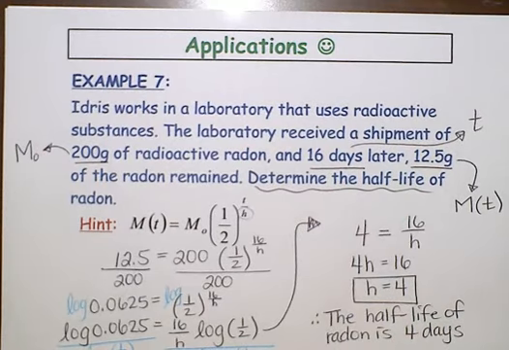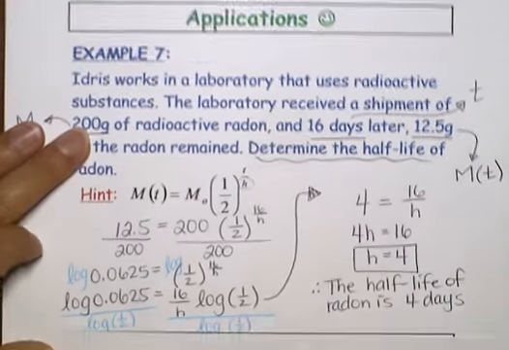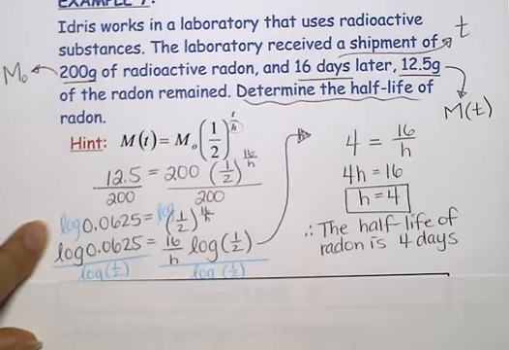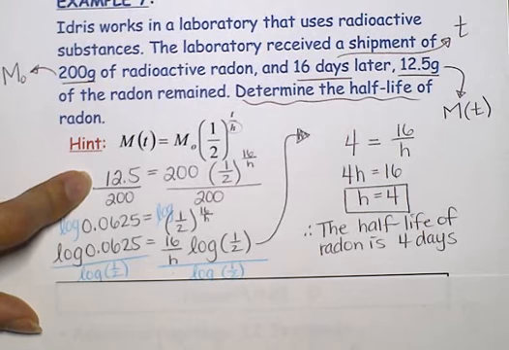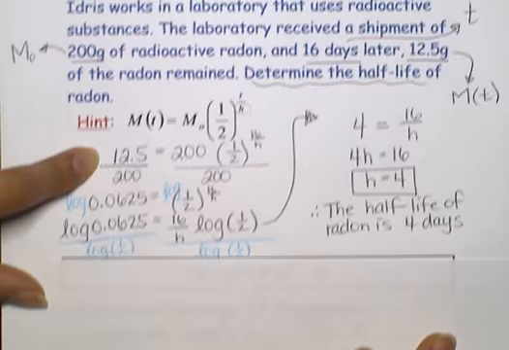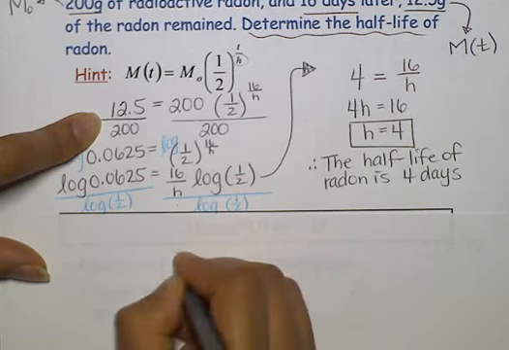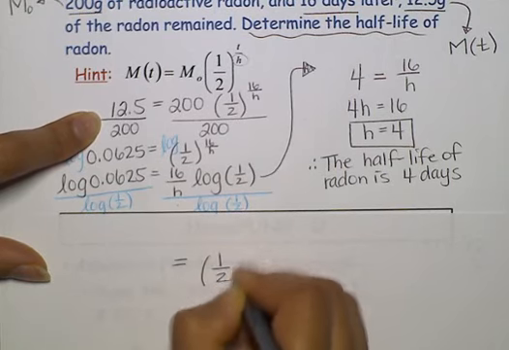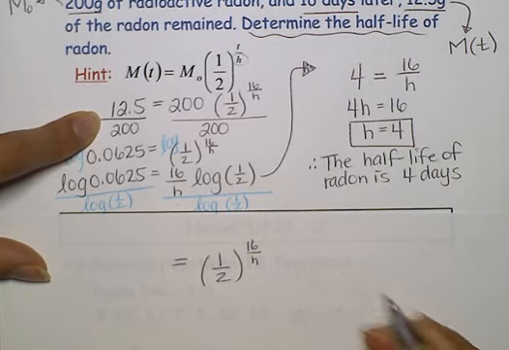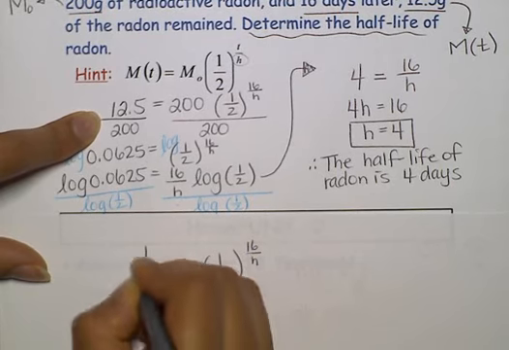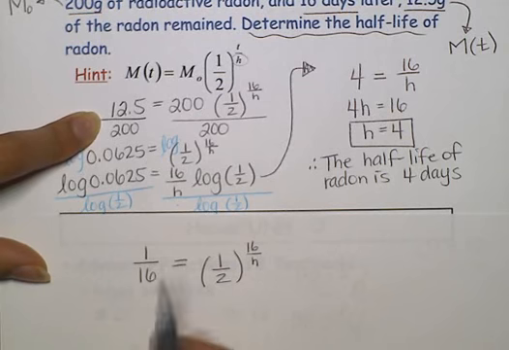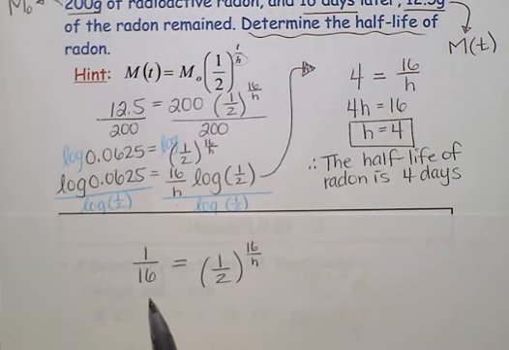Now, if I look back at the problem, at this step here where we had 12.5 divided by 200, I could have looked at this slightly differently, as a reduced form of a fraction. On the right-hand side, what I was left with is 1/2 to the exponent 16 over h. And on the left-hand side, I could have reduced this and gotten 1 over 16. And so if I did this like I would have solved it last year, I could have rewritten 1 over 16 as a base of 1/2.